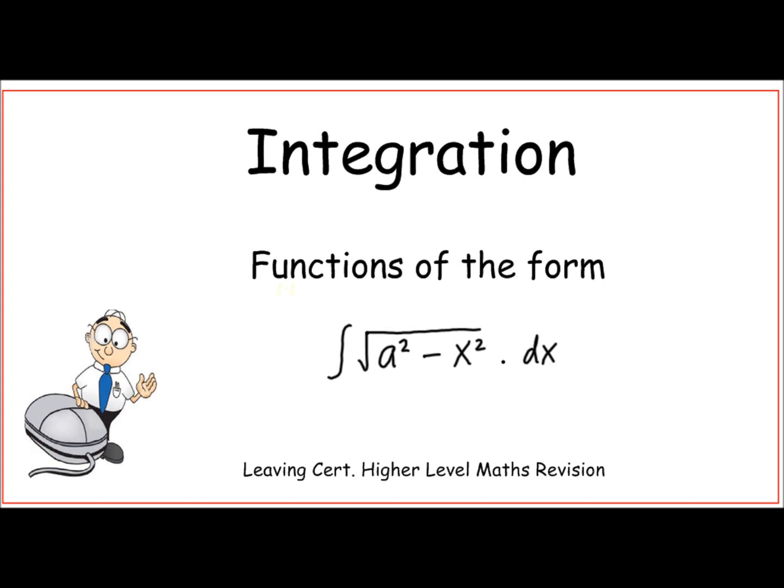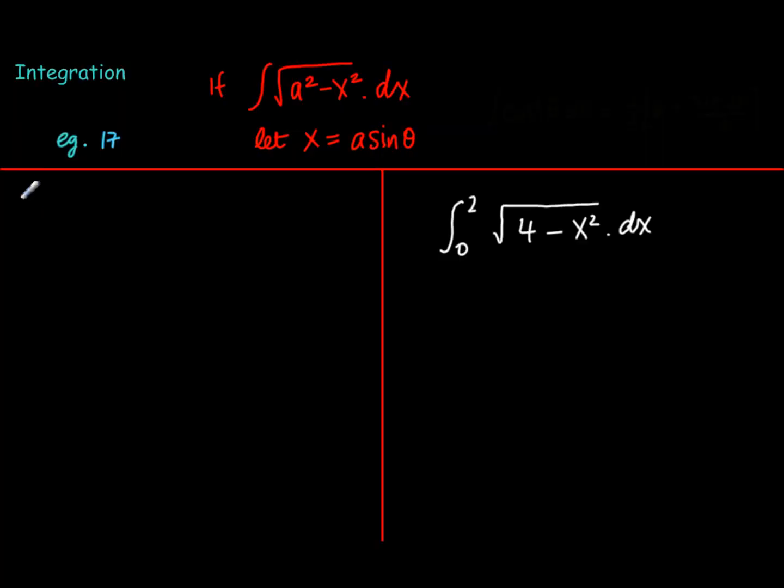Okay, here we have a special integration of the form the integral of the square root of a squared minus x squared dx. This is maybe the most complicated example in the course. In this example we're looking at the square root of 4 minus x squared, so a in this one would be 2. So we're going to let x equal 2 sine theta.